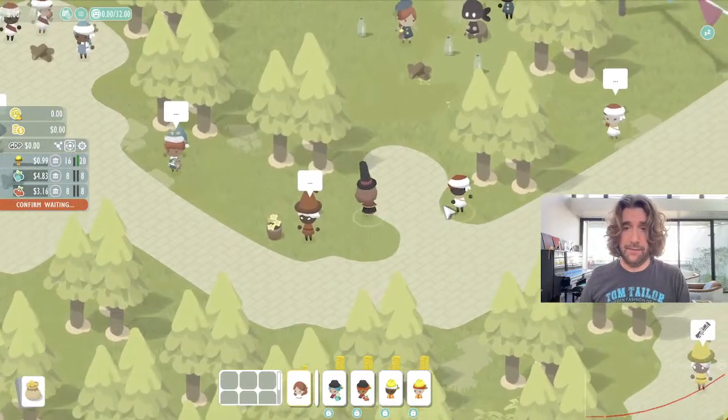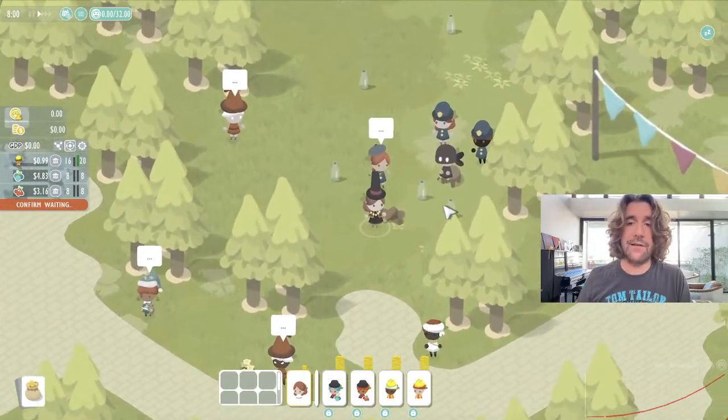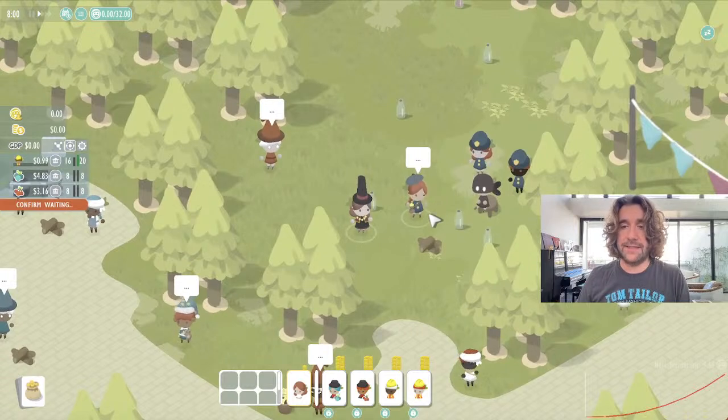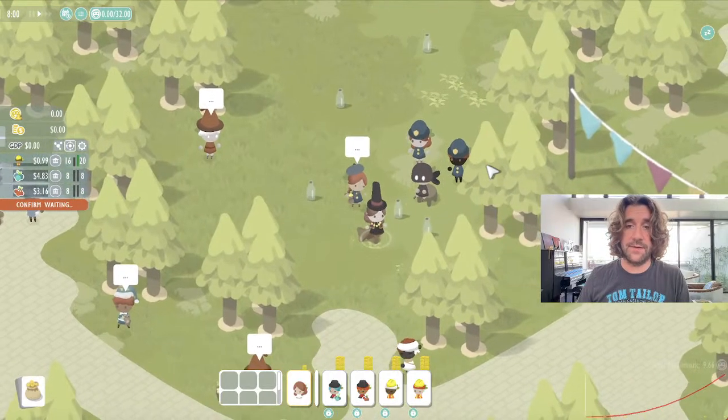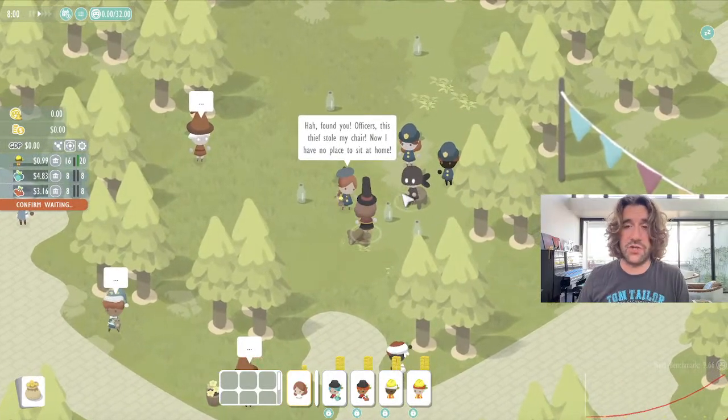Let me give you an example. In this little vignette, you see this character saying, "Hey, thief, this is my chair." And the police officers are there because this person wants the chair back.